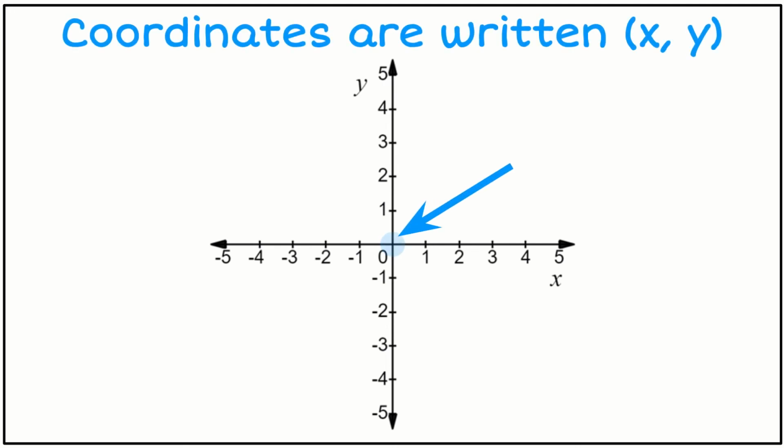So when I write a coordinate, we write that as x comma y, and if we look there at that coordinate where the lines meet, that's called the origin, and that's when the x value is 0 and the y value is 0.